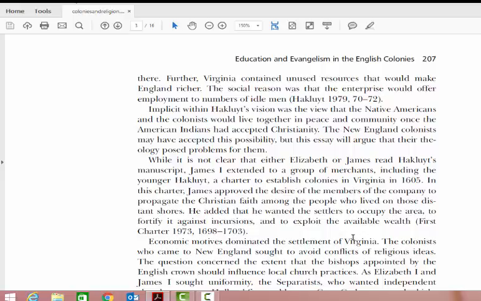James approved the desire of the members of the company to propagate the Christian faith among the people who lived on those distant shores, the Native Americans. He added that he wanted the settlers to occupy the area, to fortify it against incursions, and to exploit the available wealth. So that's what the first charter says. The first charter for the first colony talks about making money, having fortifications, and occupying the area. And if you can, go ahead and expand the faith.